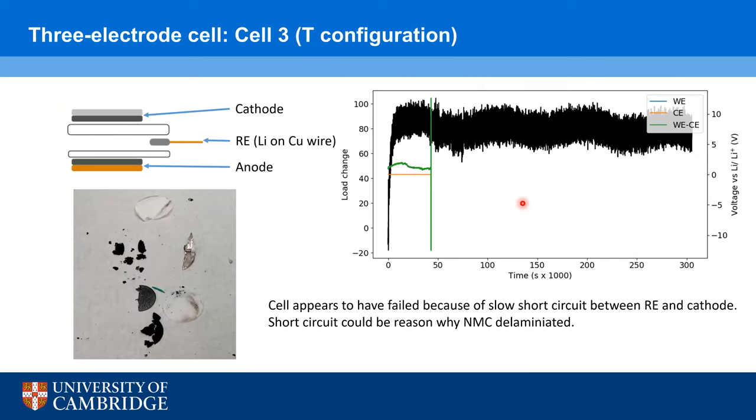And then on the third test, we went back to the T cell configuration, and unfortunately had a short circuit. This time it was a slow short circuit. Looking at the current, the counter electrode, the NMC cathode, we saw that there was a slow short circuit, and upon opening the cell, the NMC cathode had delaminated from its aluminium current collector. We believe that was because of the short circuit, but again we still saw this slight increase in the pressure as the binder swelled and this native SEI formed.